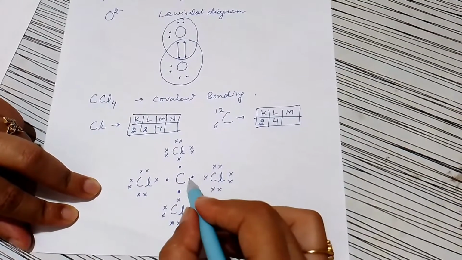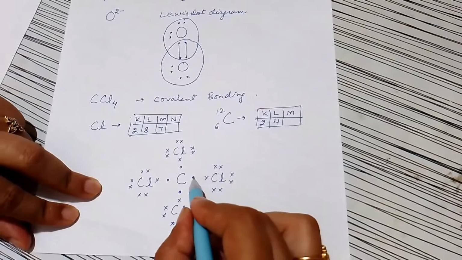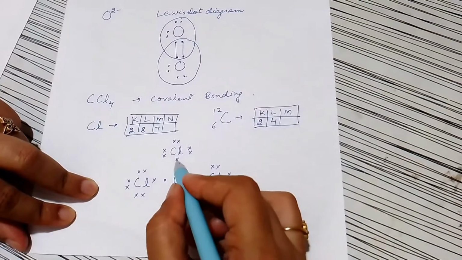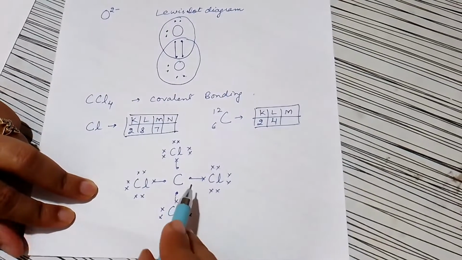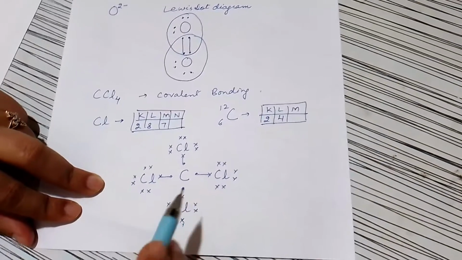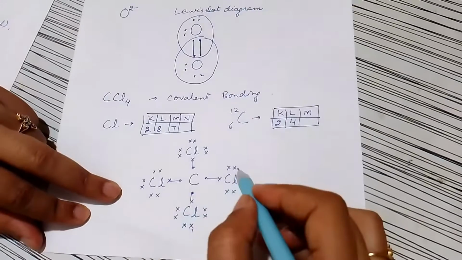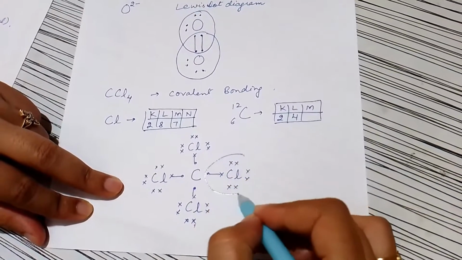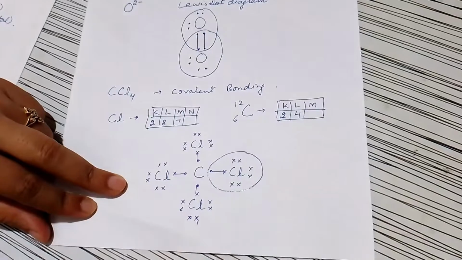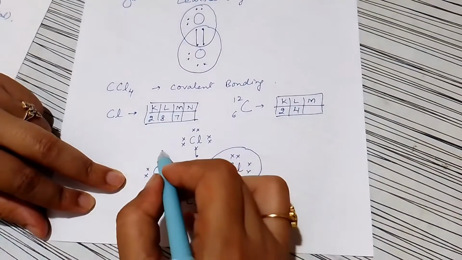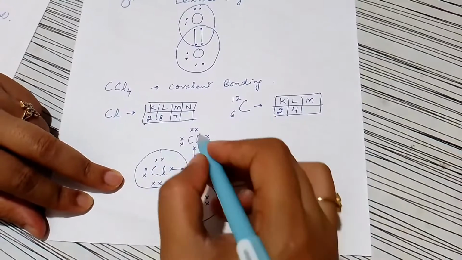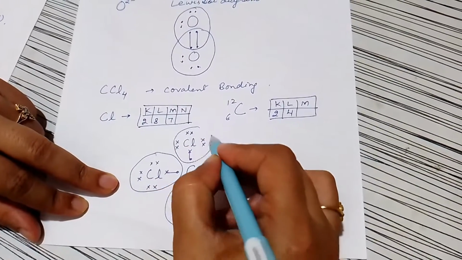Now this carbon and chlorine will share the electrons like this, like this, like this, like this. This is sharing. We will not show the arrow here. Here they are sharing what they have. Now one chlorine atom has a complete outer octet. This also has a complete outer octet, this also, and here also.